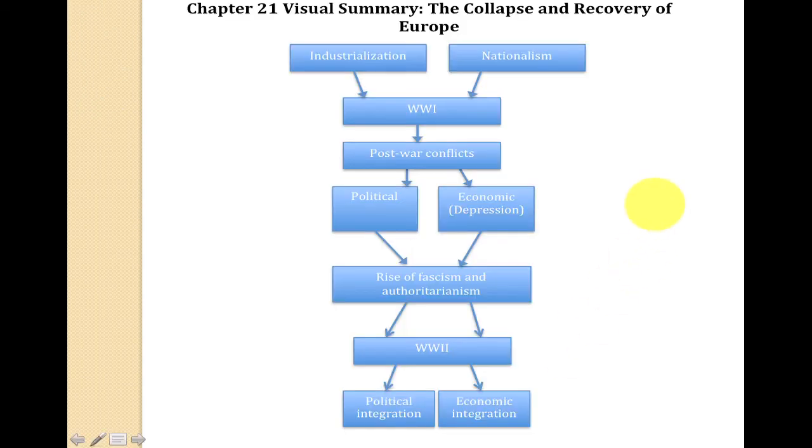Finally, the visual summary. Industrialization and nationalism were the key factors that caused World War I. After World War I, there were two key conflicts, both political and economic. Those contributed to the rise of fascism and authoritarianism in the 20s and 30s. Those contributed to World War II, and the effects of World War II were political integration with things like the Marshall Plan and NATO, and economic integration, especially with the European Union.